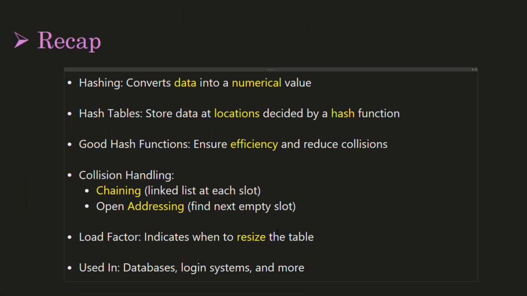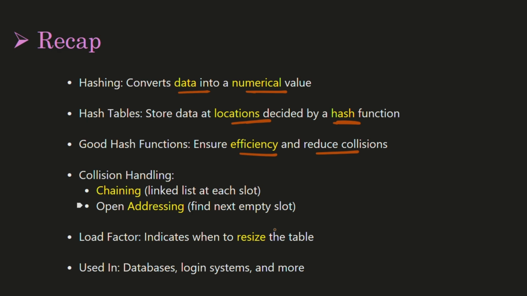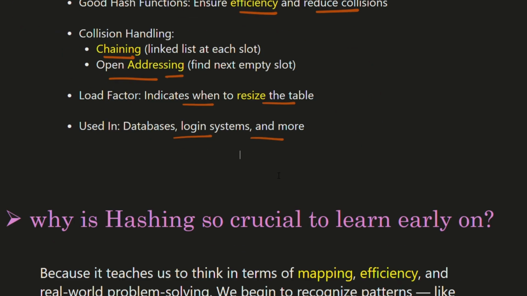Let's do a mini recap to make sure everything clicks. Hashing turns our data into a numerical representation. Hash tables store data at specific locations decided by the hash function. Good hash functions ensure efficiency and minimize collisions. Collisions are handled using techniques like chaining and open addressing. Load factor tells us when to resize. So hashing is used everywhere, from databases to login systems.